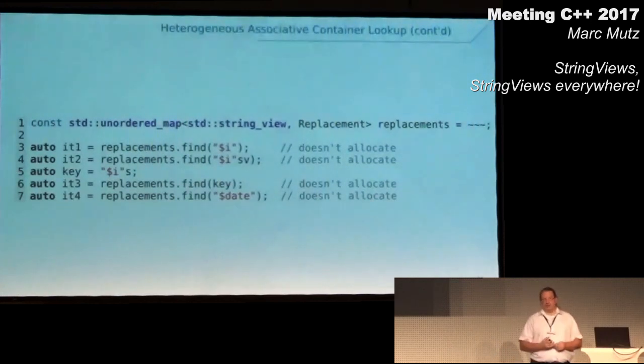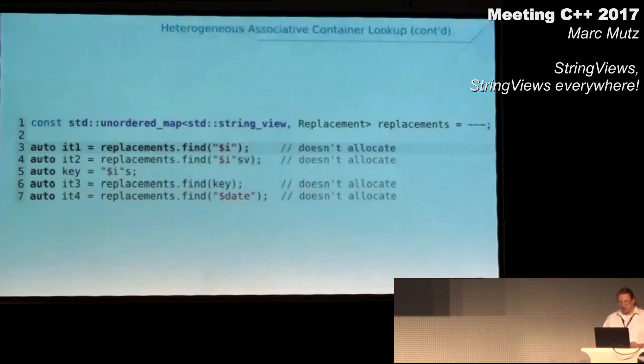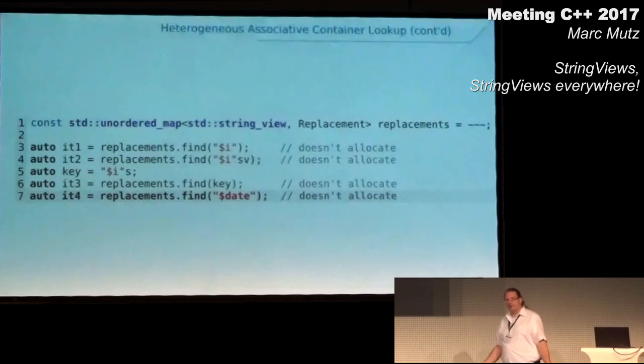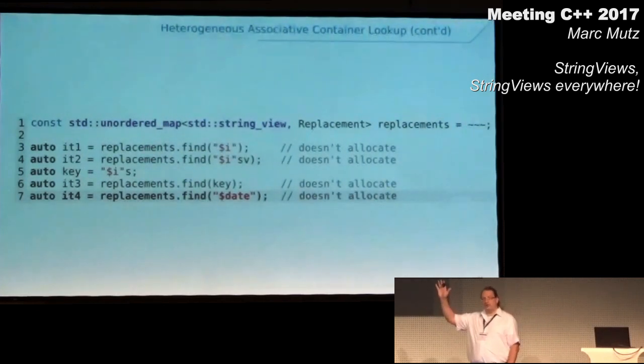So now we again look at our example, and the first line doesn't allocate, the second line does not allocate, the penultimate line does not allocate, and the last line also does not allocate. And again the question, how many find functions do we have? Maximum 4, minimum 1. Who's for 4? 3, 2, 1. You got it. It's 1. We're back to the same thing.